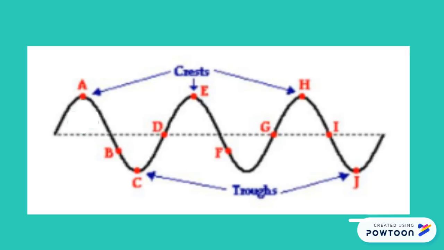There are several other ways to describe waves. One useful property is called amplitude. The amplitude of a wave is basically how high up or down the wave goes. You can measure it as the distance between the rest position and a crest, or as the distance between a rest position and a trough.